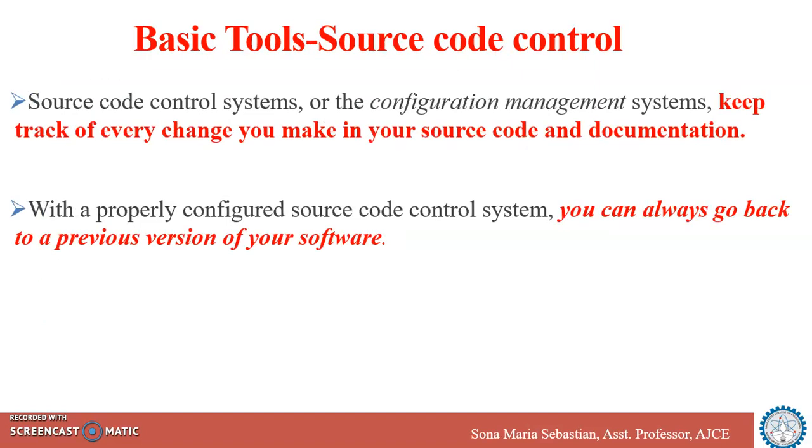Next, moving to the next tool, that is source code control. Source code control systems, or configuration management systems, keep track of every change you make in your source code and documentation. We have already learned about version control and its importance in a continuous integration environment in previous modules. So, with a properly configured source code control system, you can always go back to a previous version of your software. This point defines the importance of version control.